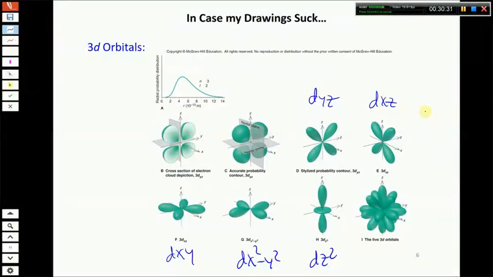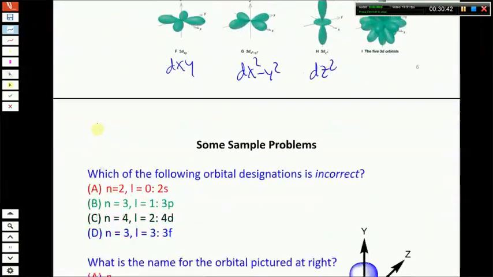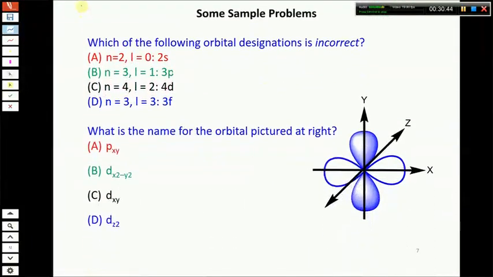We're not going to do f orbitals. F orbitals do exist in a lot of elements on the periodic table and have electrons in them, but those are extremely complicated, and I would not be able to draw them, nor would we expect you to be able to recognize them. All right, so let's do a couple of sample problems about orbital shapes.